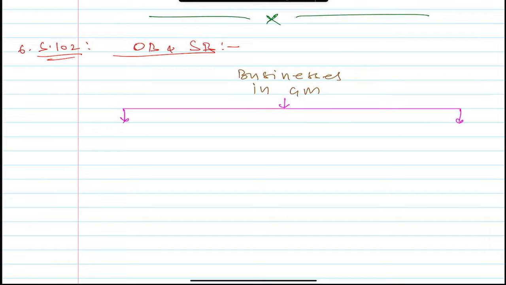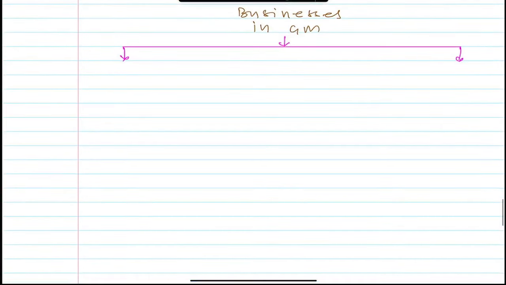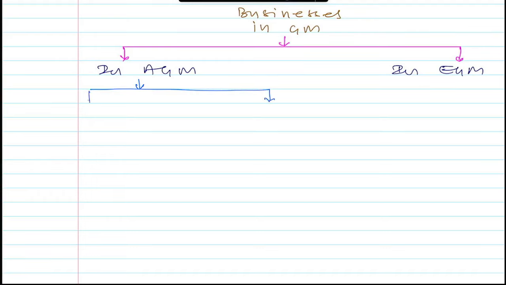Business in GM. First write down. Branch it into two parts: in AGM and in EGM. In AGM, two branches: ordinary business and special business. In EGM, only special business.